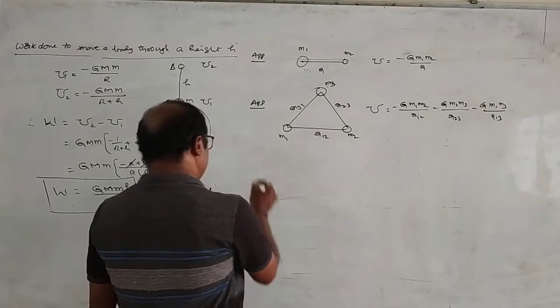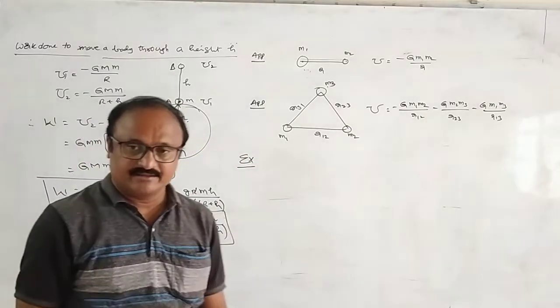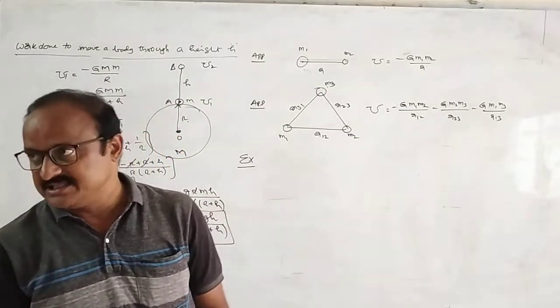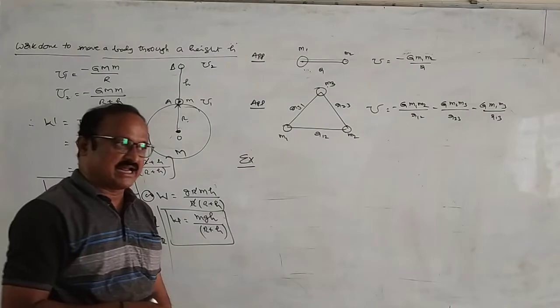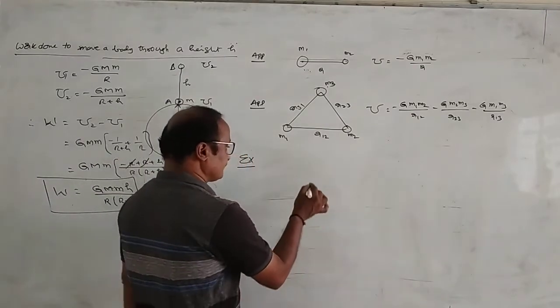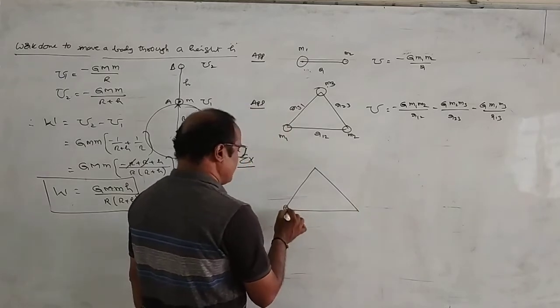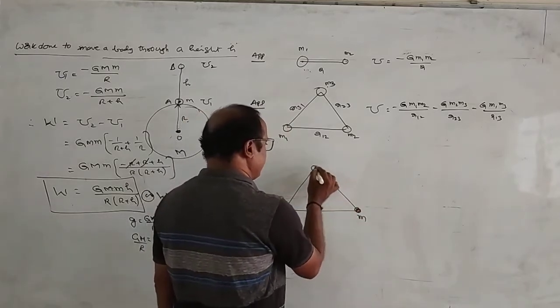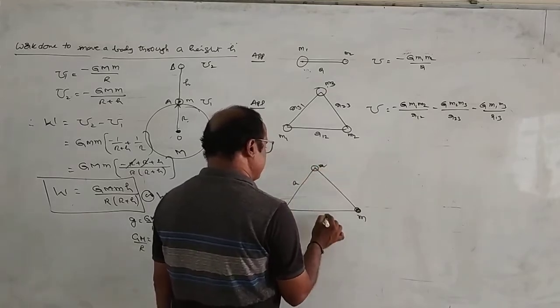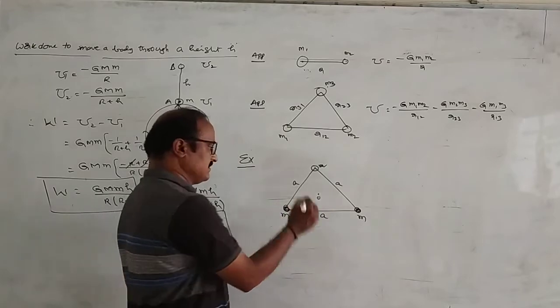Here there is an example. Consider three identical particles each of mass m. They are kept at the corners of an equilateral triangle of side length a. Here all these three particles have the same mass m. Side length is equal to a.